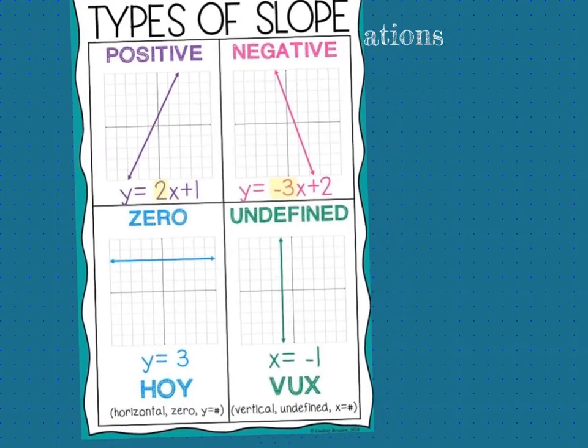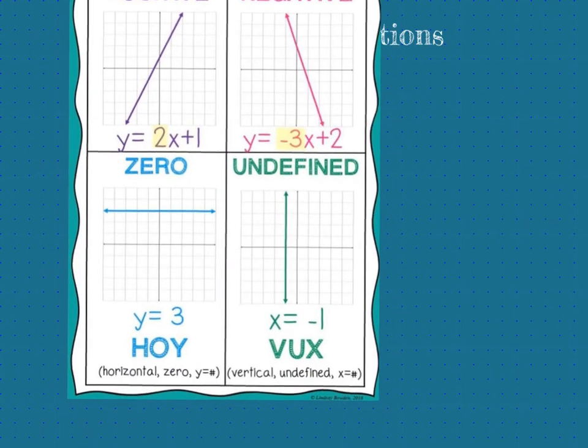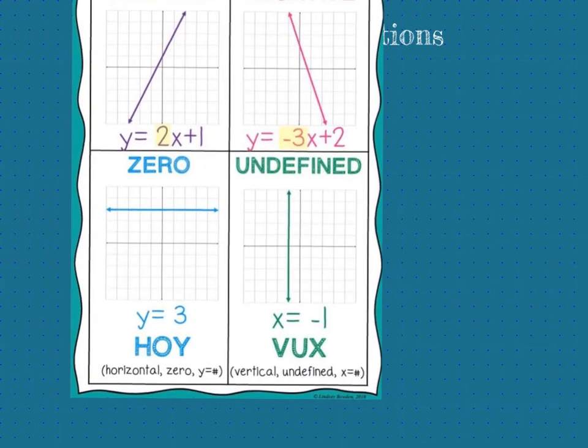But the ones that students do tend to forget are when we have a horizontal line like y equals 3, that has a 0 slope. The slope is literally 0. Your vertical change is 0, but your horizontal change is a number. So 0 divided by a non-zero number is 0. For a vertical line, such as x equals -1, the slope is undefined. A vertical line is the only type of line that's not a function either, because it doesn't pass the vertical line test.